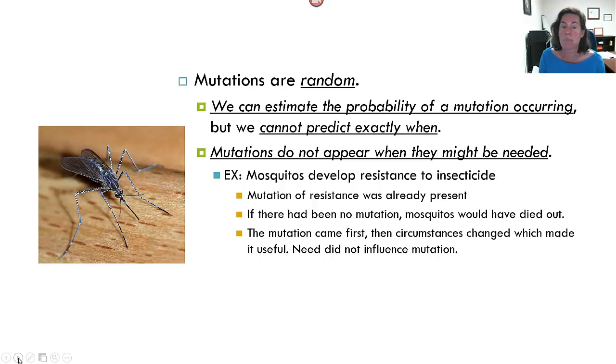For example, many mosquitoes have adapted to insecticides because a mutation was present in the population and it acted to confer some resistance to the insecticide for those mosquitoes that had that mutation. If the mutation had not been present in the population, the mosquitoes would have died out. The mosquito's need for a specific mutation had no effect on whether the mutation appeared or not. It was just by chance, by random luck, that this mutation actually existed.